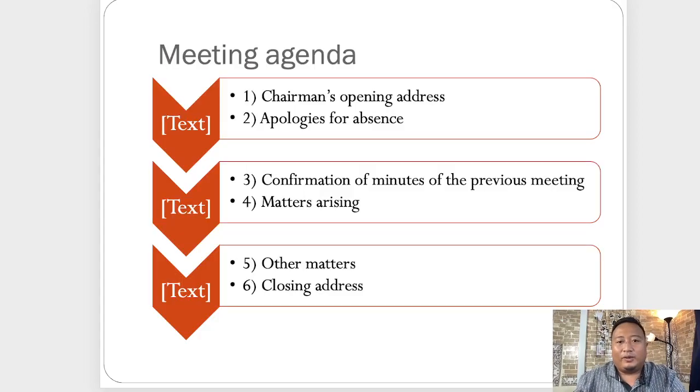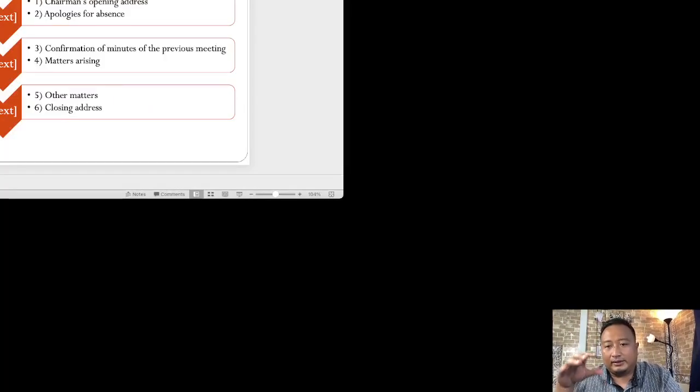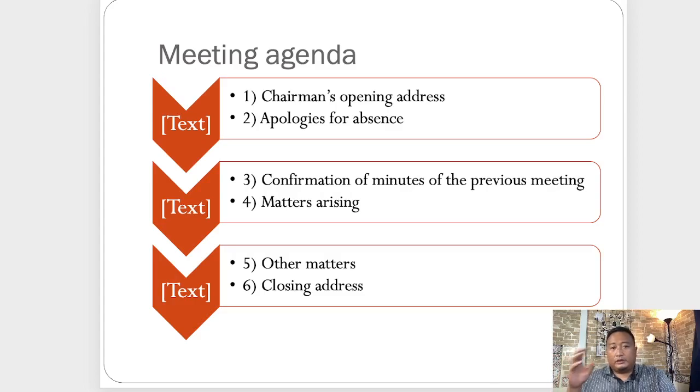Alright. This one is for the meeting agenda. These are the things that you need to include in the meeting agenda. The first one is the chairman's opening address. The second one is the apologies for absence. Apologies for absence ni sebenarnya kehadiran. We call that in English apologies for absence.